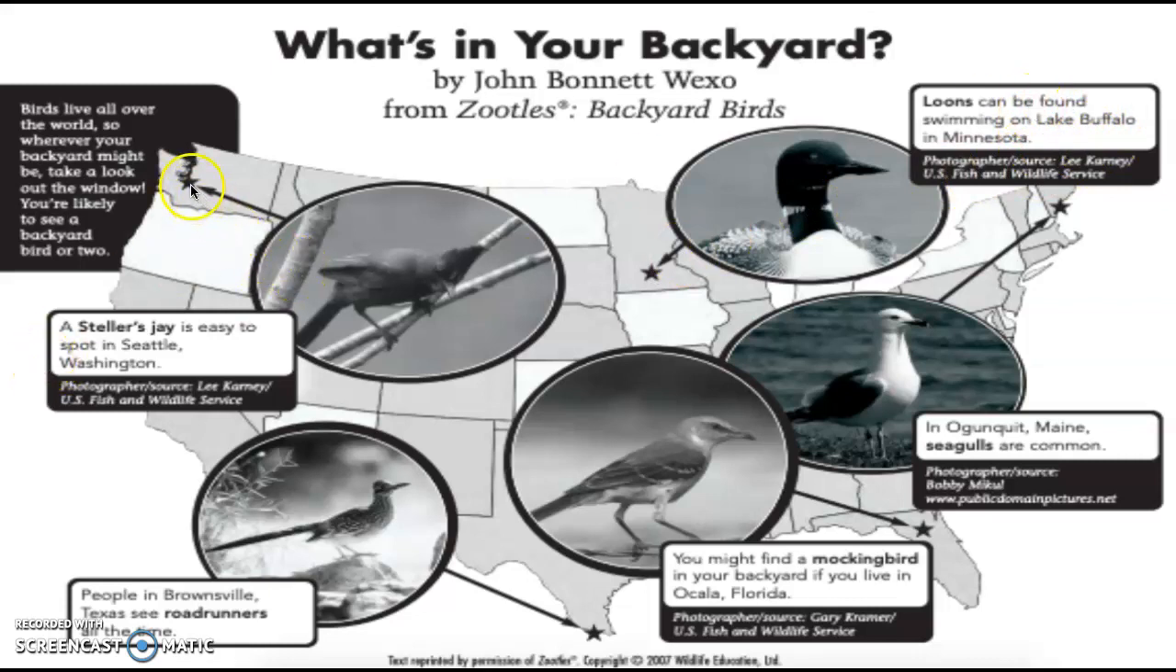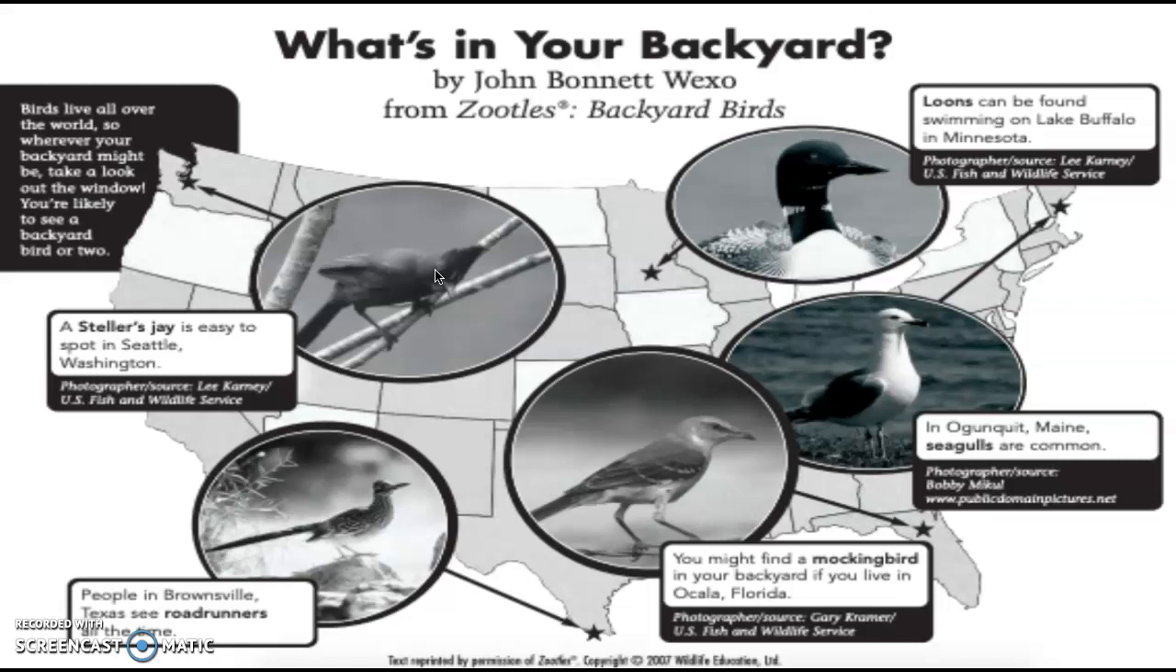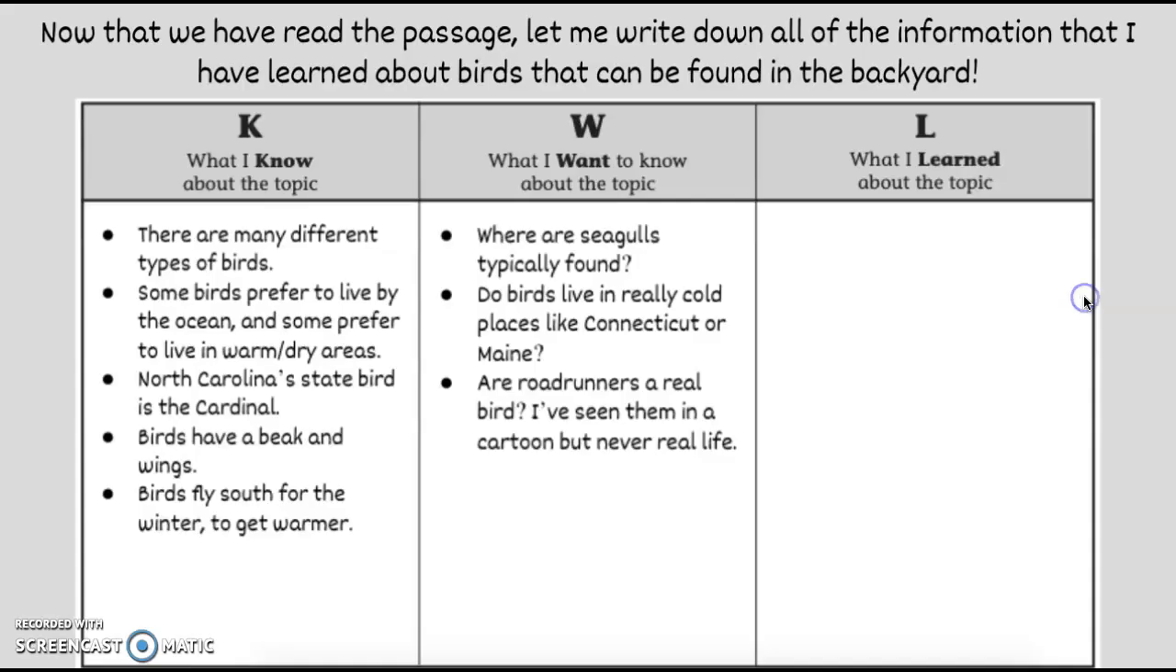And then going across our country, we have a Steller's jay is easy to spot in Seattle, Washington. So the state of Washington also can be a very cold and cool place. And then on the bottom here, we have people in Brownsville, Texas, see roadrunners all the time. Oh my gosh, so there really are roadrunners that are a bird, and you can see them in real life. How awesome. Maybe I should move to Texas to find out.